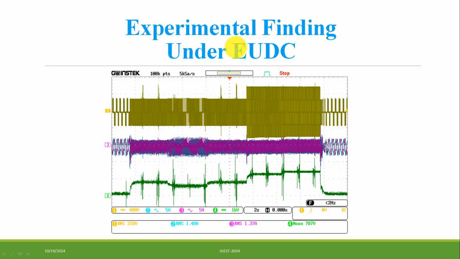Experimental findings under EUDC. In this figure, channel 1 shows the waveform of line voltage supplied to the induction motor. Channel 2 and channel 3 show the waveforms of phase A and phase B of the current drawn by the induction motor. And channel 4 shows the waveform of speed of the induction motor.